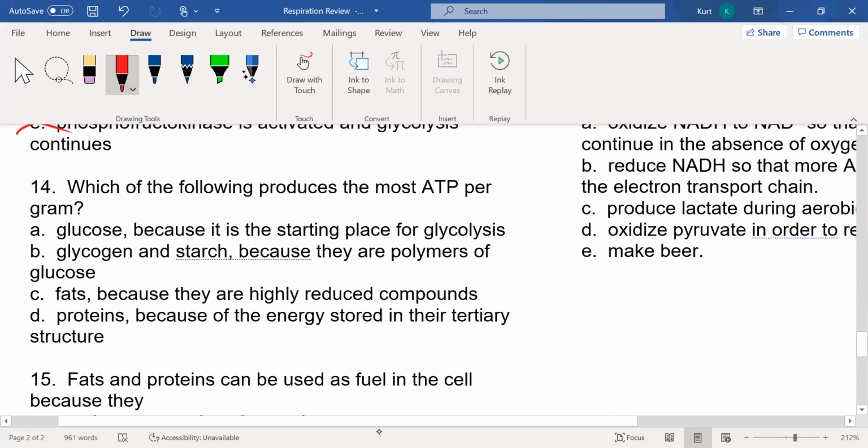Number 14. Which of the following produces the most ATP per gram? Do you remember? Fat. Definitely fat. There's a lot of energy in fat. That's why when you fast, the first thing your body's going to target is your fat. And that's going to go through all that because that's the best source.